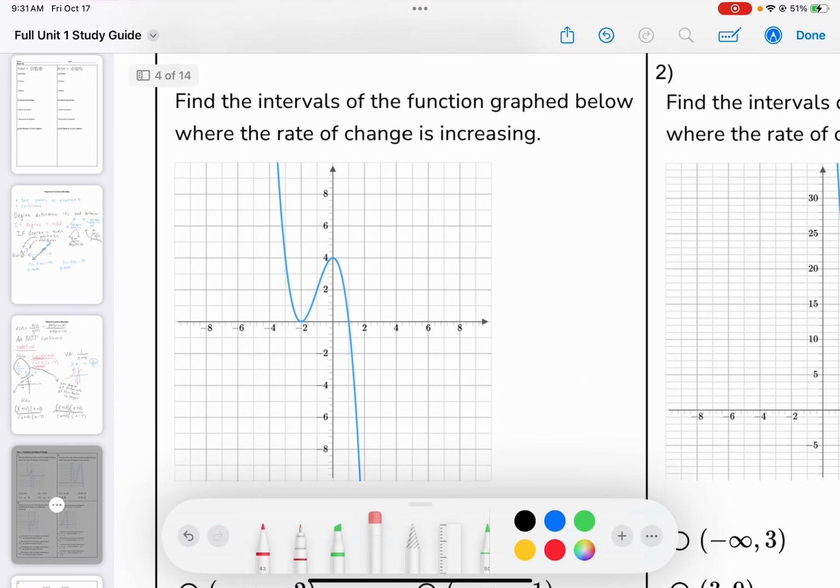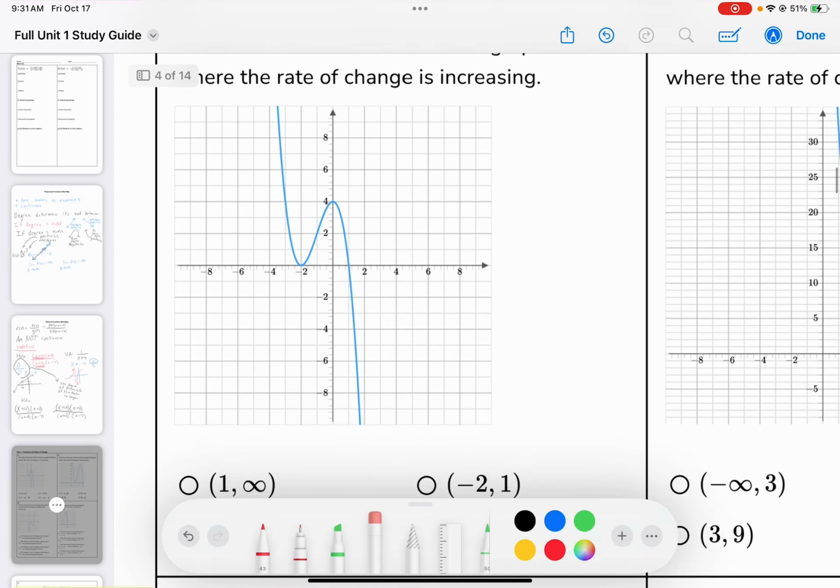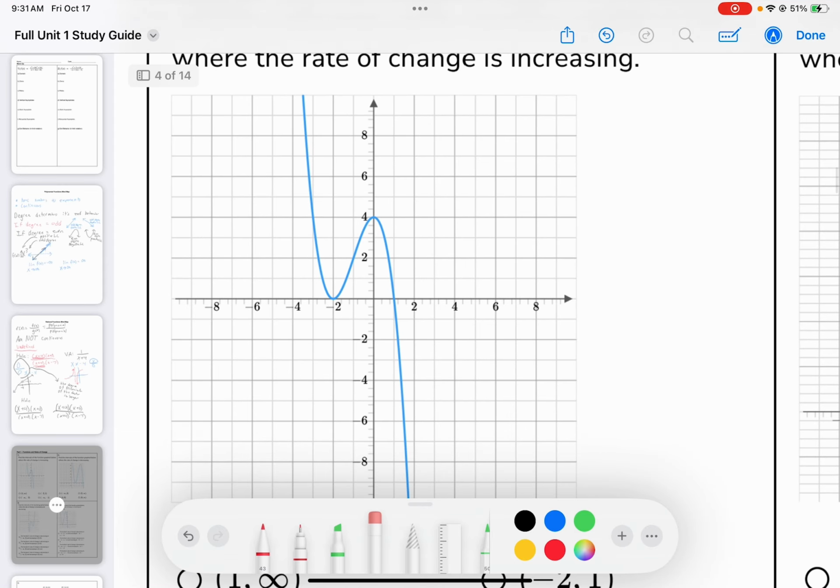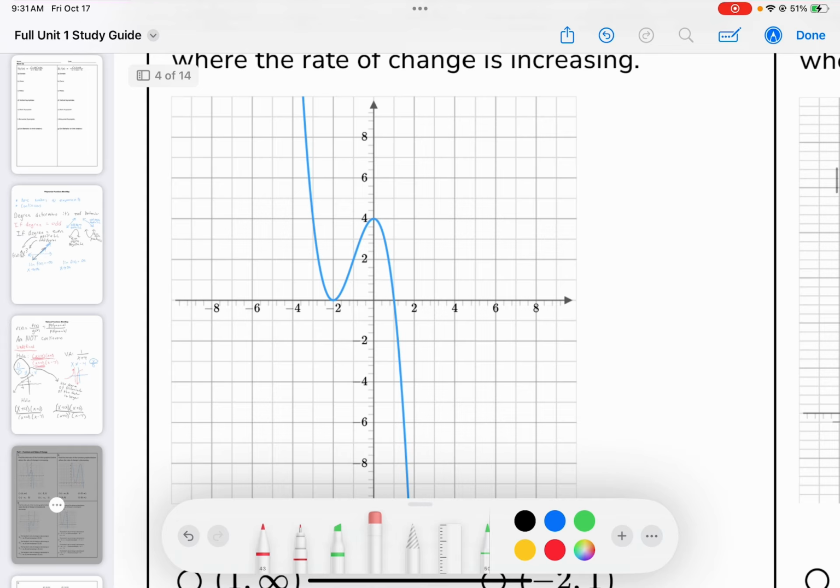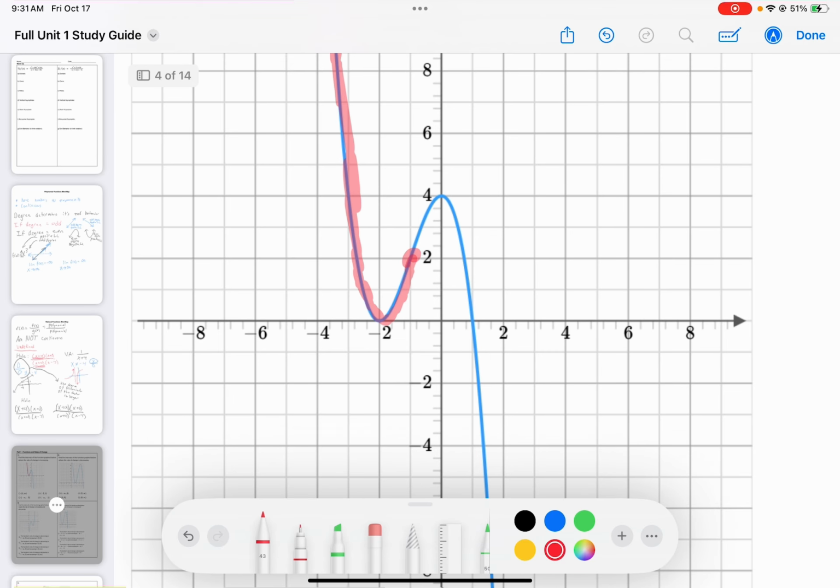Find the intervals of the function graph below where the rate of change is increasing. Well, I'm looking for where it's concave up. Looks like it's concave up from like here. Concave up, concave up, concave up. Then looks like about here I have a point of inflection. A point of inflection is where the concavity changes. So it looks like it goes to concave down there.